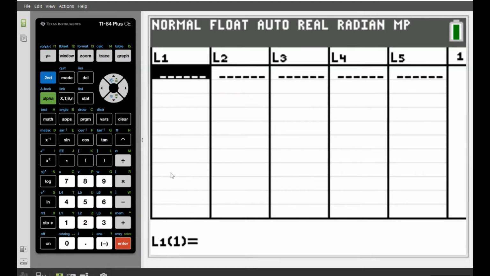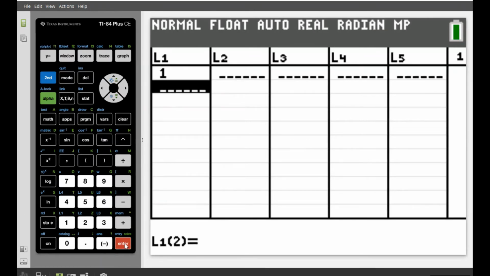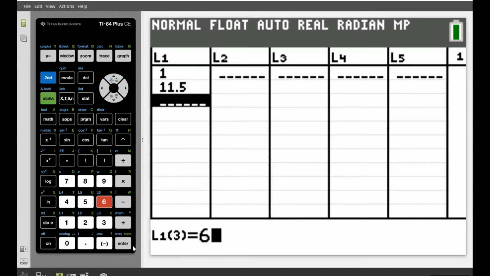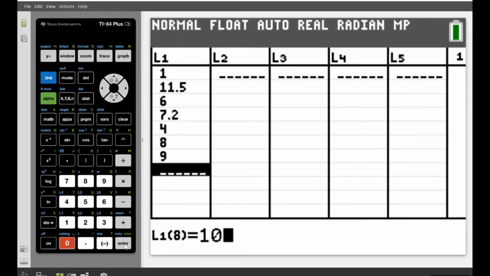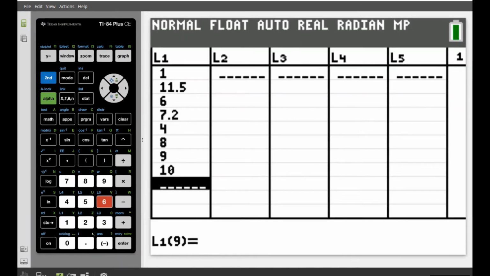Now here we are going to enter the data from the example. Please enter along with me. The first value was 1. The second was 11.5. Third is 6. Next we have 7.2. If I'm not doing it right, just tell me. Then we have 4. Then 8, then 9. Then 10. Then 6.8.